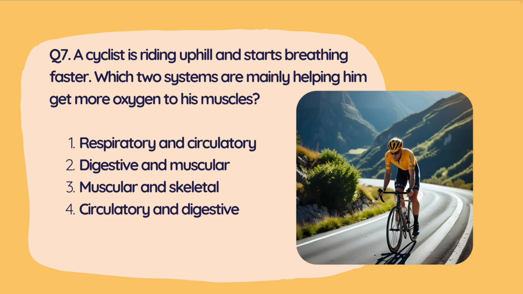Question 7. A cyclist is riding uphill and starts breathing faster. Which two systems are mainly helping him get more oxygen to his muscles? 1. Respiratory and circulatory system. 2. Digestive and muscular system. 3. Muscular and skeletal. 4. Circulatory and digestive system.